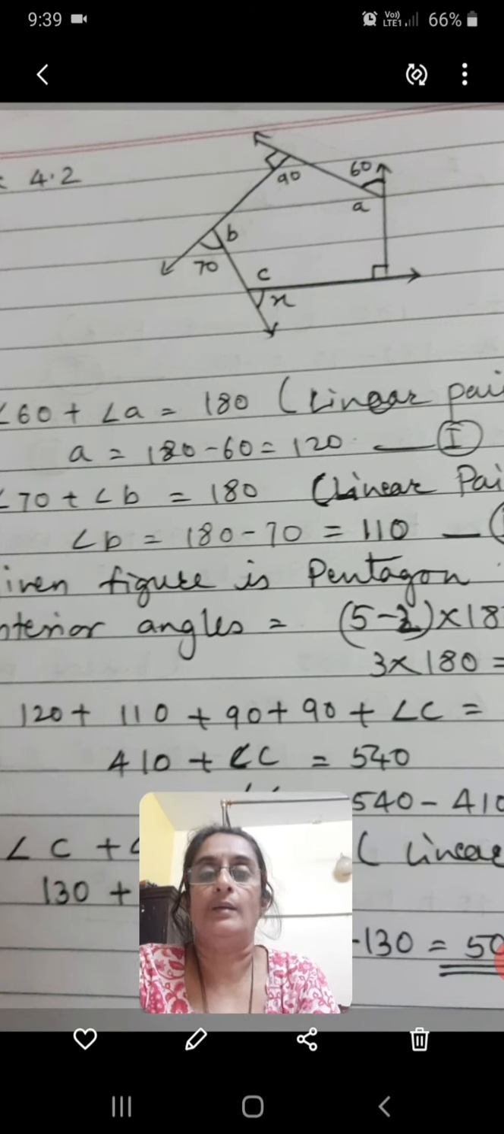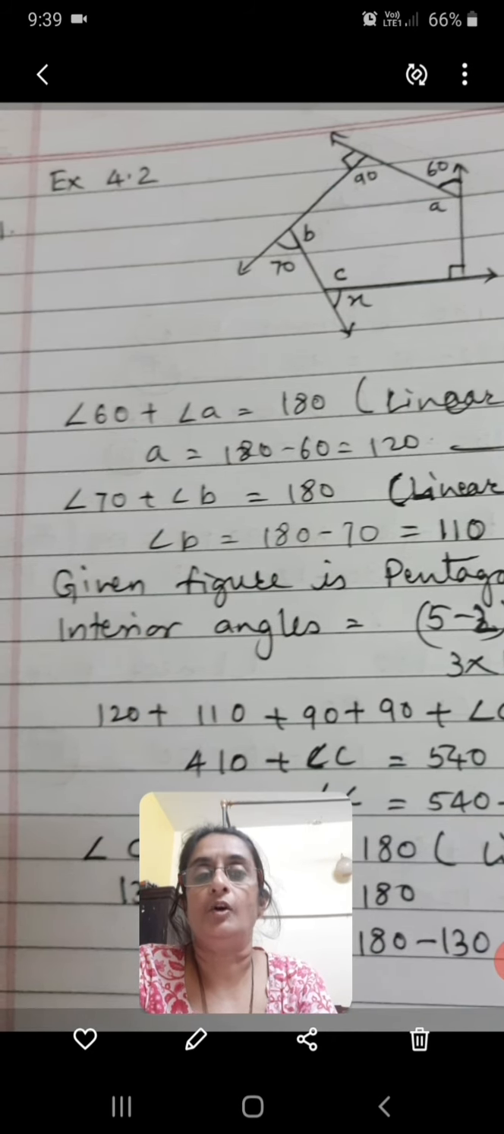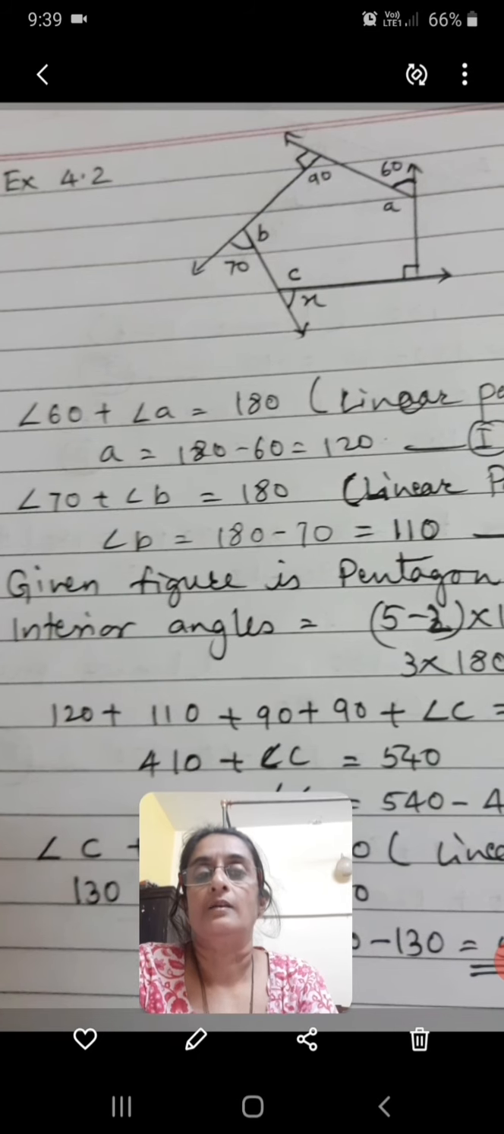Now let us go one by one. Angle 60 is given, and the interior angle you have to find out, that is angle A. So angle A and angle 60 are in linear pair. So using that formula, angle A will be 120 degrees. Let us go to the next angle, that is 90 degrees, that is already given. After that, angle 70 and angle B are again 180 degrees, because they are also linear pair. So angle B is 110 degrees.